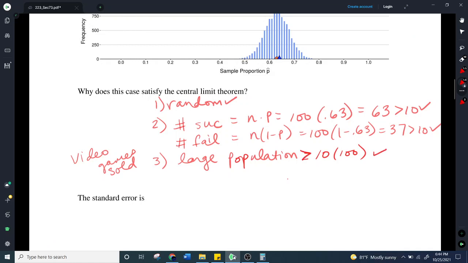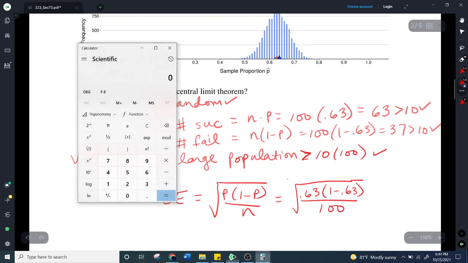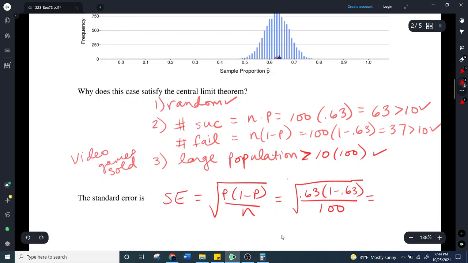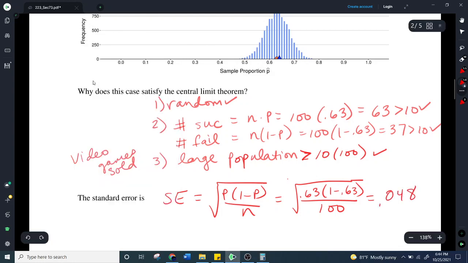Now it asks us to compute the standard error. So our standard error, using that formula, remember, it's going to be the square root of p times 1 minus p divided by n. So in this case, that's going to be the square root of 0.63 times 1 minus 0.63 divided by 100 for our sample size. So I'm going to get my calculator out. And remember, to do this, we do 1 minus 0.63 times 0.63 divided by 100. And then don't forget to take the square root at the end. That's probably the most important part. That gives me approximately 0.048 in decimal form.